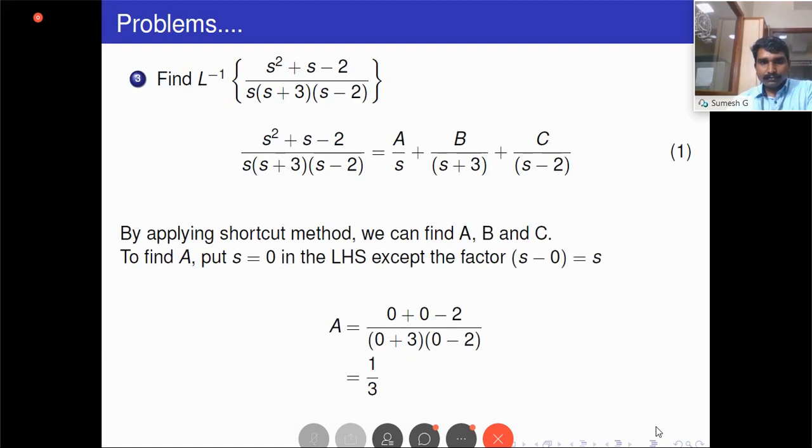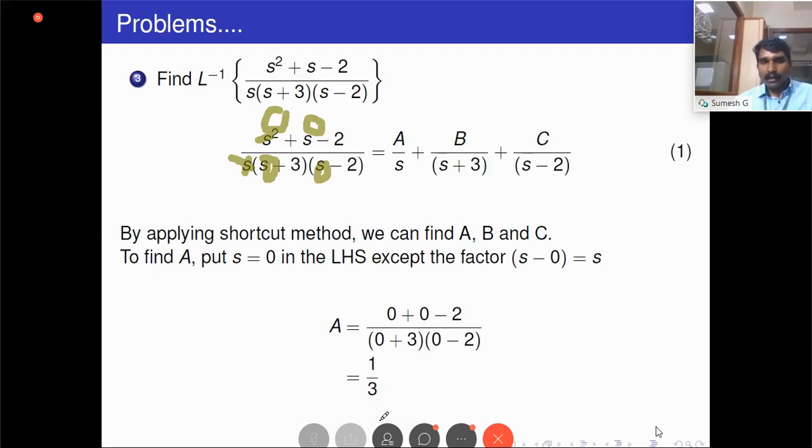For this question also, the denominator is a product of three factors. So this is the partial fraction form. First, to find A, we have to substitute s equal to 0, except the factor s minus 0. S minus 0 means s only. So here we substitute s equal to 0 in the other factors; we don't consider the factor s. The value of A is 1 by 3.